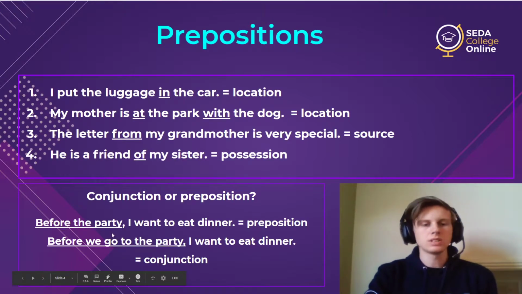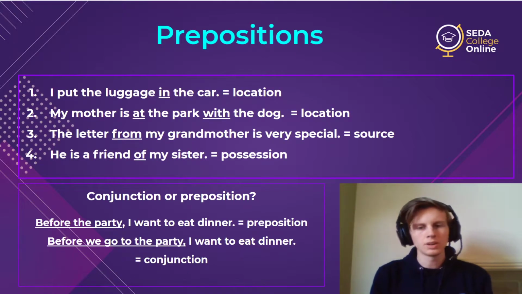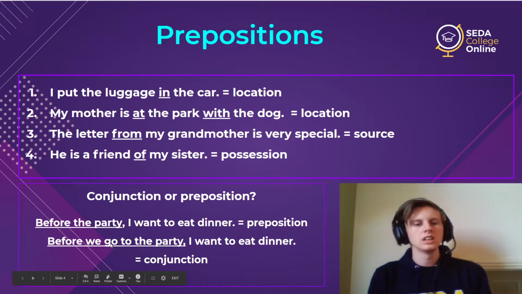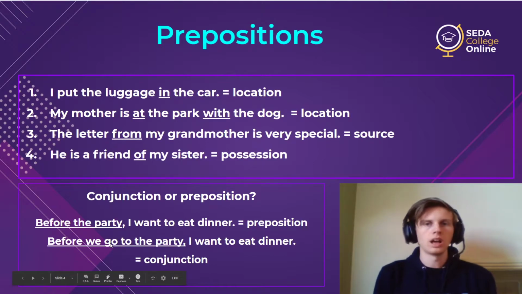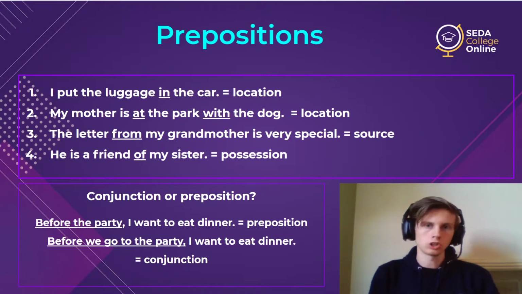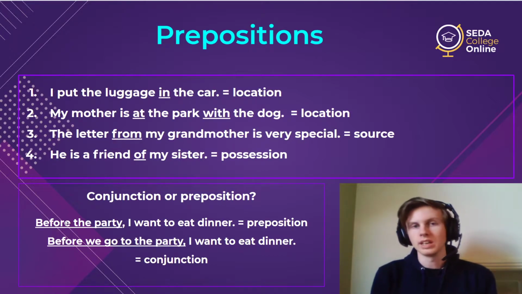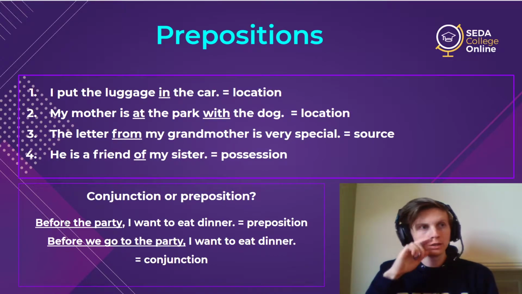Really, there's no difference in these two sentences. They're exactly the same meaning. Before the party, I want to eat dinner. Before we go to the party, I want to eat dinner. You could argue that this sentence is more specific. You know, it's more information. I know we are going to go to the party in this sentence, and in this one I don't. In this sentence, I could be leaving the party.